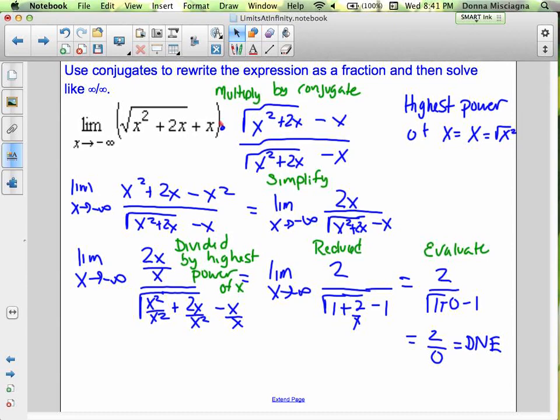But that is my last example. Anyway, this is good for having you remember the steps.